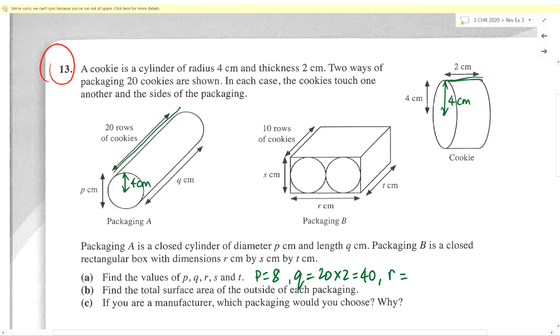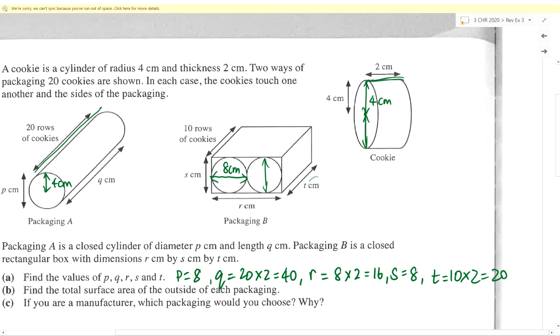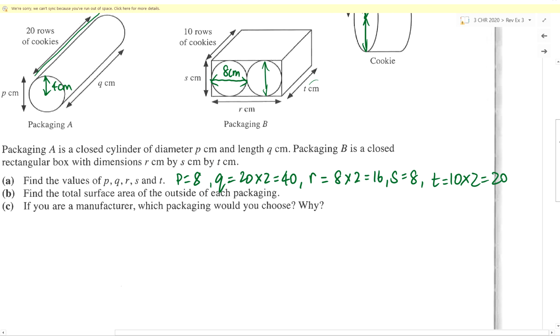R, we know the diameter is 8. From one end to the other end, that is 8. So this is 8 cm. It is the same 8 cm over here. We put them side by side. R must be 8 times 2, which is 16. S is this diameter, which is also 8. And T, 10 rows of cookies, 10 rows. Each cookie 2 cm thick, so it'll be 10 times 2. So here we have the value of P, Q, R, S, T.